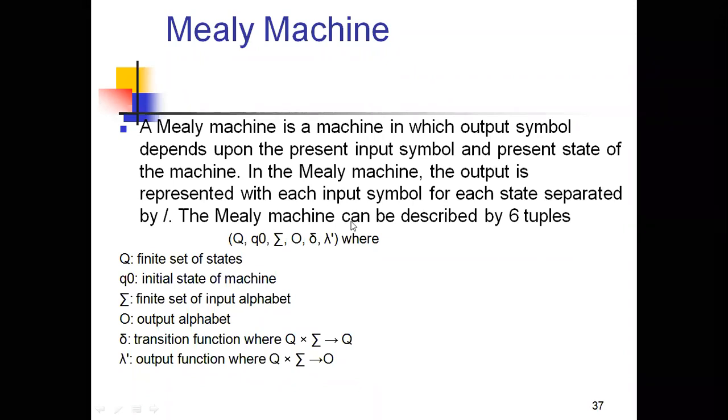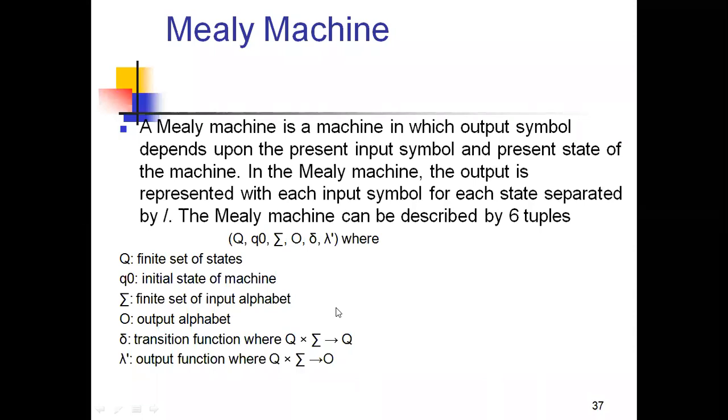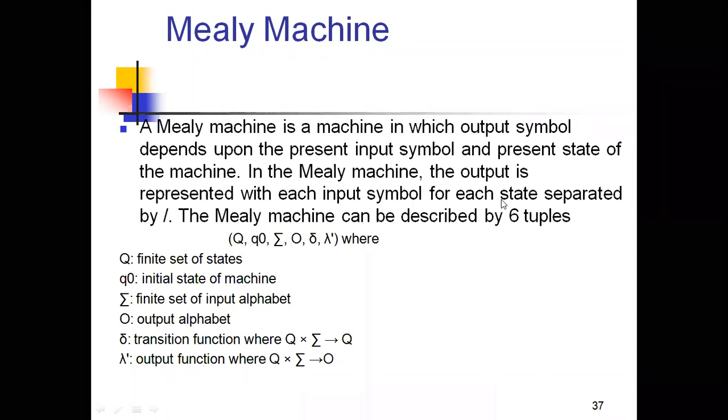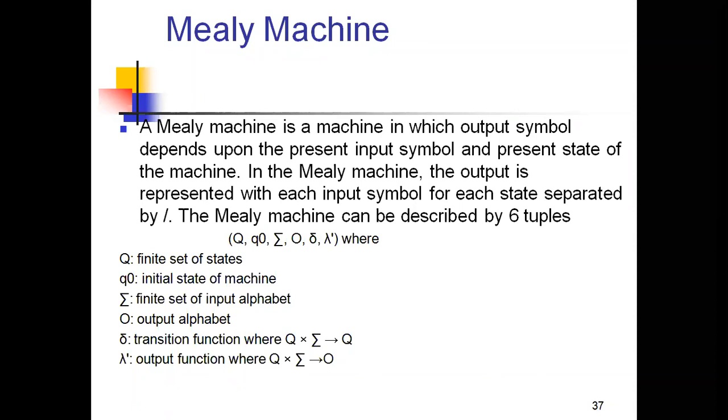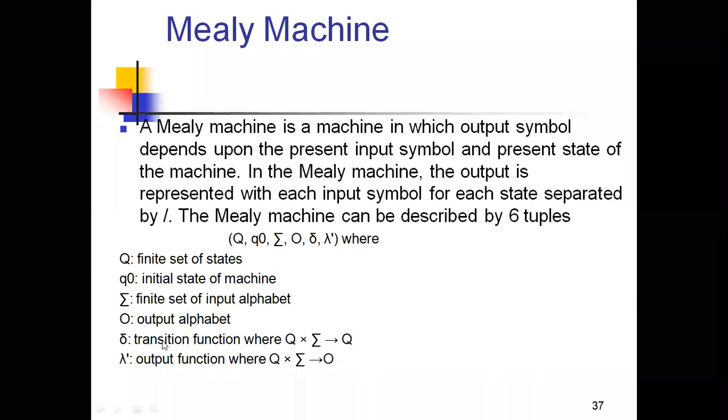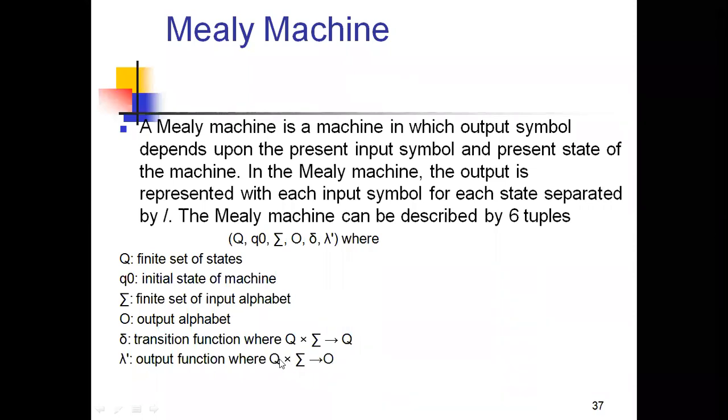In a Mealy machine, the output is always represented with the input symbol for each state. But in Moore, the output depends on the present state, not on an input symbol, right? Here we need to represent an output with each input symbol for each state. For state Q naught, for the input 0, you need to define the output also. Not just at the last, at each and every input you need to define its output. In Moore, the output function takes a state and gives an output alphabet, but here a state with an input alphabet should give an output alphabet.